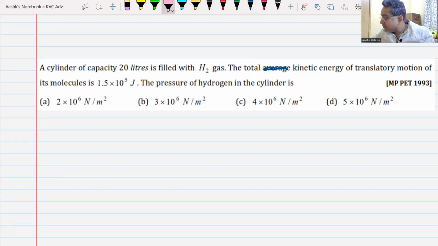Remember this term, translatory motion. We will come to know translatory. We have already done translation and rotation in gas molecules, what is translation and rotation? Don't worry, it is coming up in this class only. Right now, I have given you the formula of kinetic energy. That is the formula that you have to apply. I'll give you 2 minutes to give me the answer for this one.